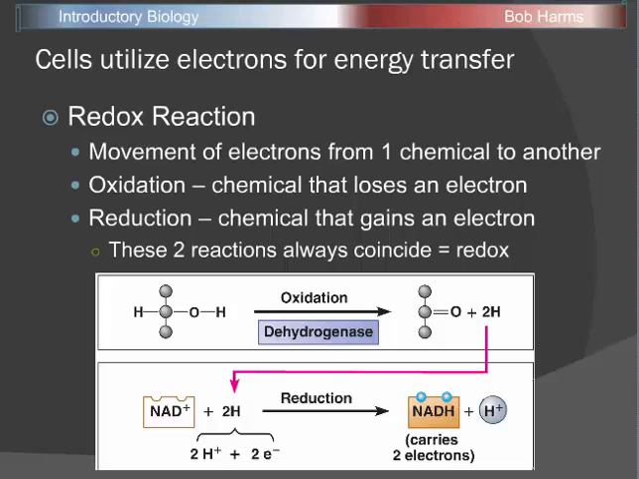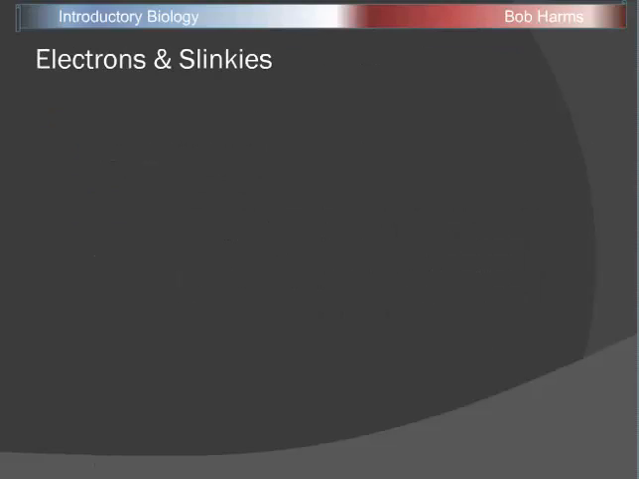So for example, if we look at the picture on top, we see a chemical being oxidized. It's going to lose an electron, and then in turn, at the bottom there, that electron is going to be passed on to the next chemical. In this case, it's a chemical called NADH. That NADH is going to gain an electron and become reduced. We're going to see this idea of oxidation and reduction playing a real central role in how cell respiration works.